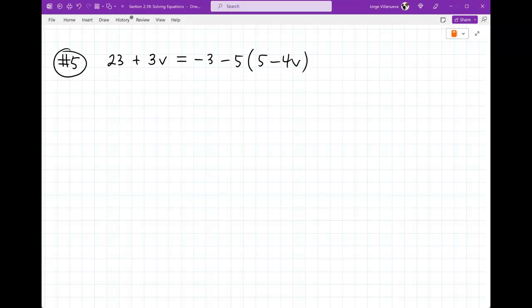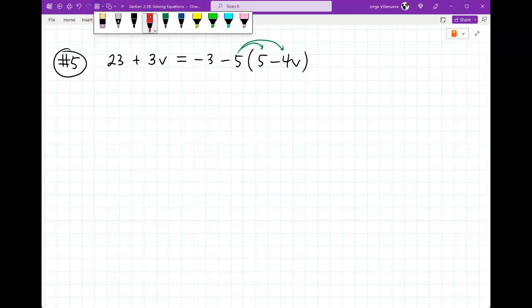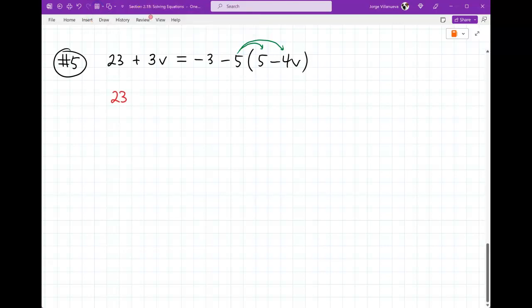So all right, before I do anything in terms of moving things from left to right and right to left, I'm going to go ahead and do the distribution first, right? That's the thing that calls my attention immediately, is let's distribute. So I am going to distribute a negative 5 into that problem. So I get 23 plus 3v equals negative 3. Negative 5 times 5 is negative 25v. I'm sorry, not v, negative 25. And then negative 5 times negative 4 is a positive 20v.